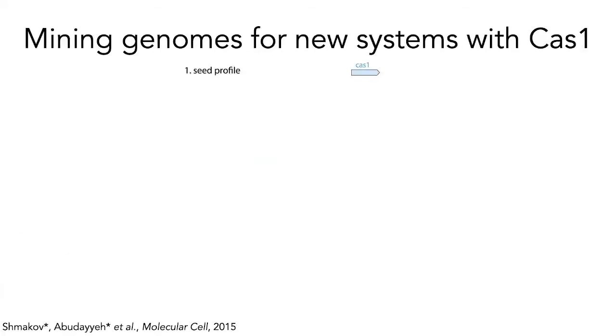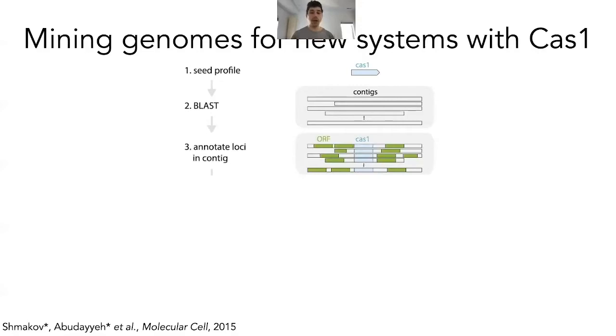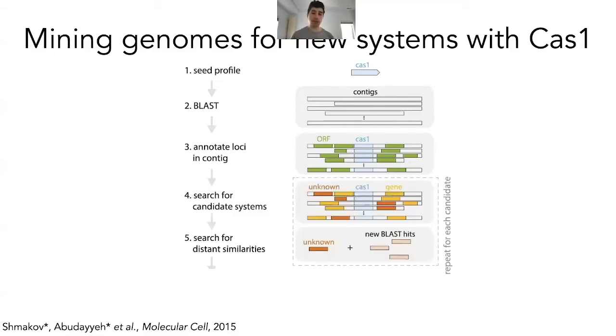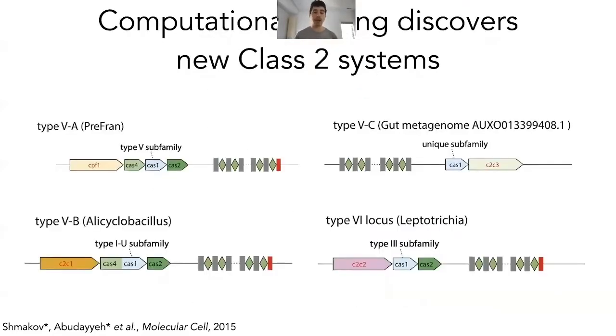So what we did bioinformatically is we took Cas1 as a seed profile and we blasted it against, back then, about 20,000 bacterial genomes. And we found it in reference and close to other genes in the genome. We annotated some of these. Of course, if Cas1 is near a known gene, that's not as interesting, but we took these unknown genes and searched for distant similarities. We use this to find potential candidates, which we can then go back and blast again to break into families. And this approach actually discovered 4 new families.